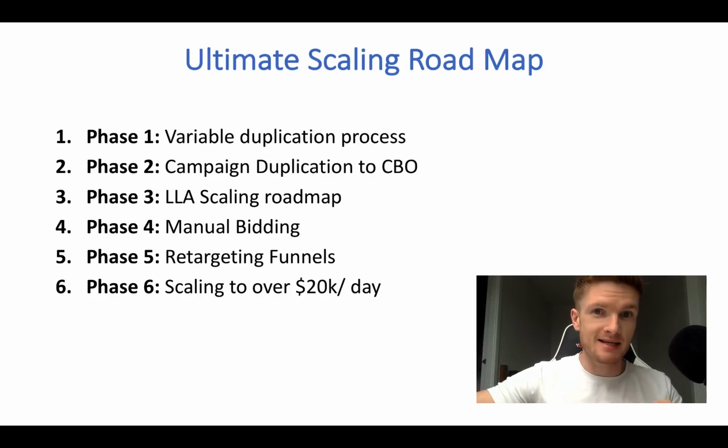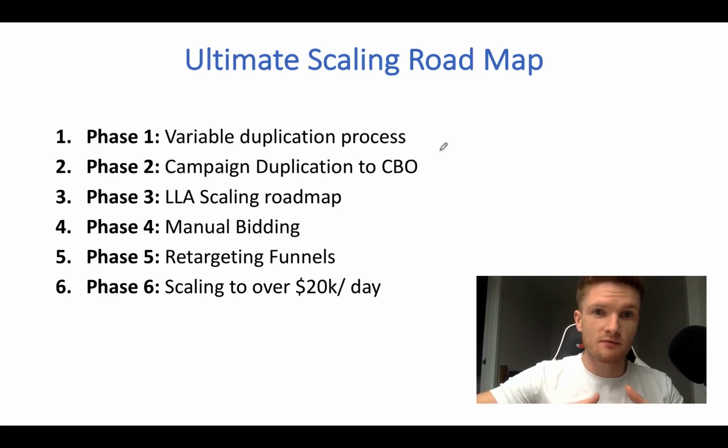Okay, so now that we've tested a bunch of different products, we're now ready to enter the ultimate scaling roadmap. And this is a roadmap that I follow to take products from being profitable from where they are to the point where they're doing 5 figures plus per day. Now, this is a 6-phase process, and it's important that you learn and understand each and every phase to really be able to scale profitably, because that's the whole purpose of dropshipping.